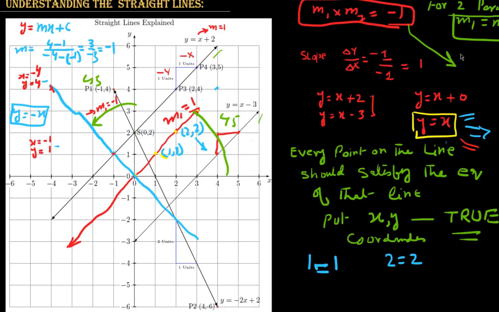The derivation of this I am not going to do, this is not required, but the product of the slopes of two perpendicular lines is always minus 1. So the slope of two parallel lines is always the same, and the product of the slopes of two lines which are perpendicular is always minus 1.